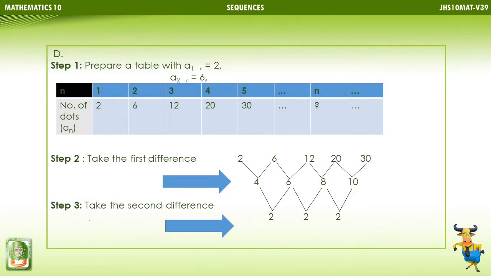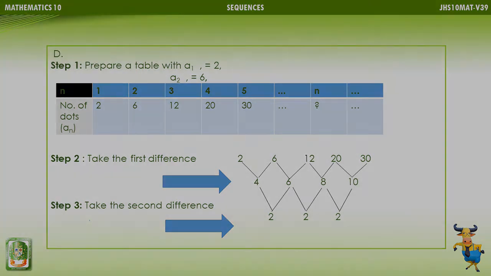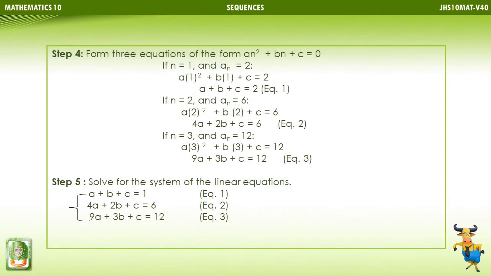D. Solution. Step 1. Prepare a table with a sub 1 equals 2, a sub 2 equals 6, a sub 3 equals 12, and so on. Step 2. Take the first difference. Step 3. Take the second difference. Step 4. Form 3 equations in the form a n squared plus b n plus c equals a sub n.